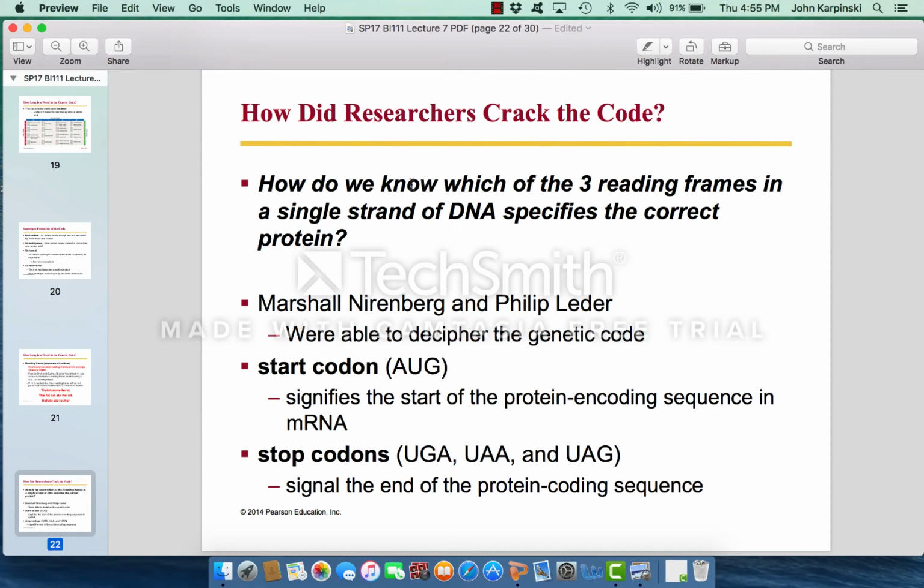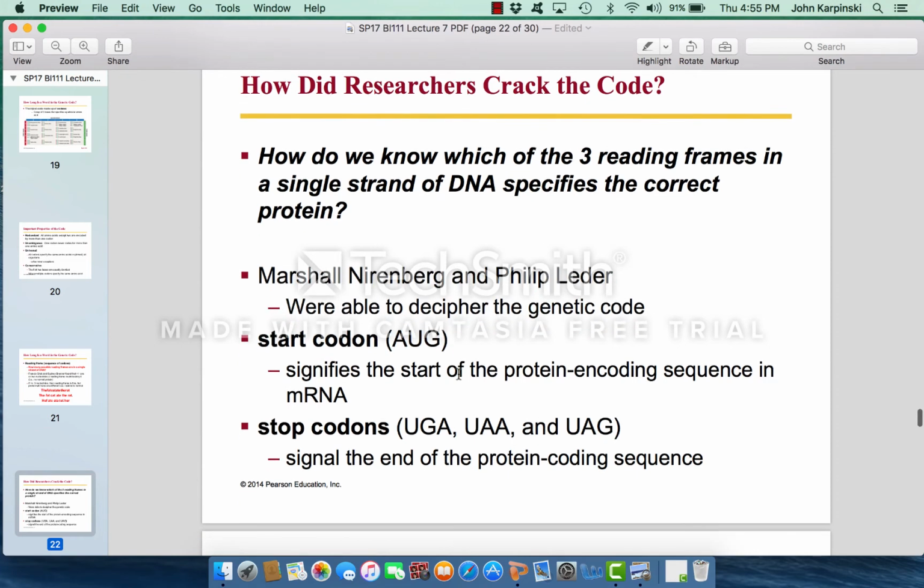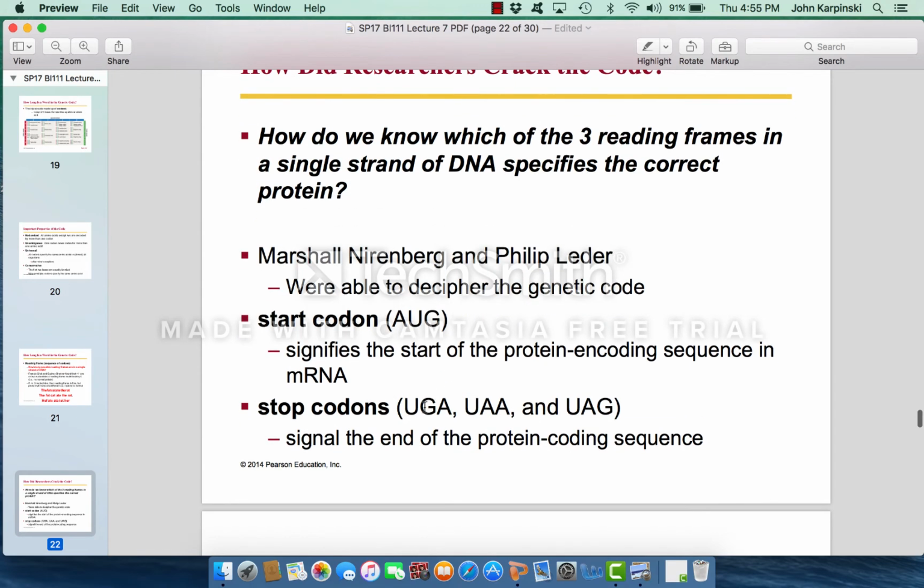So again, how are we able to know which of the 3 reading frames is correct? Well, these 2 scientists, Nirenberg and Leder, deciphered the genetic code, and they were able to figure out that every protein started with that AUG. So that indicated that that's where the reading frame is established. And they also noticed that the end of a protein sequence always ends with these three codons, UGA, UAA, and UAG. Whenever these pop up in a sequence of messenger RNA, they signal the termination of that protein. So these are called stop codons.